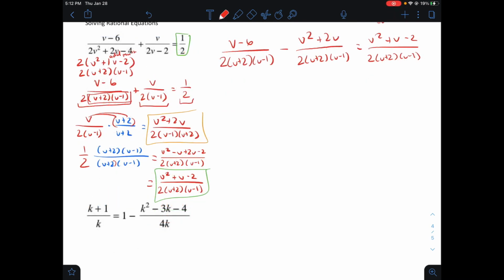So now, also one thing, this should have been a plus. I accidentally made it a subtraction sign. But now if we look, we do have a common denominator across the board. So we could go ahead and drop out that common denominator and solve.